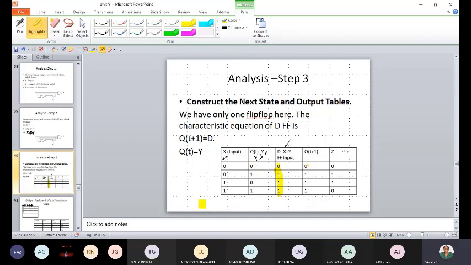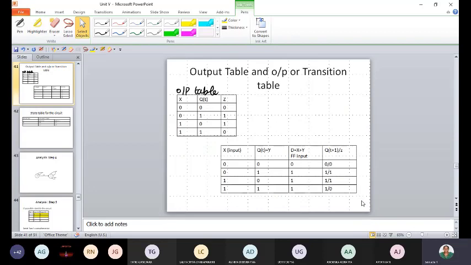So x XOR y, for dissimilar inputs you will be having 1. For these two cases you will be having 1. So 0, 0, 0, 0, 1, 1 and 0, 1, 0, 1 and 1, 1, 0. This is the output of the entire circuit. You should not confuse it with the flip-flop. This is the given circuit, so now I have taken the output table for the given circuit.